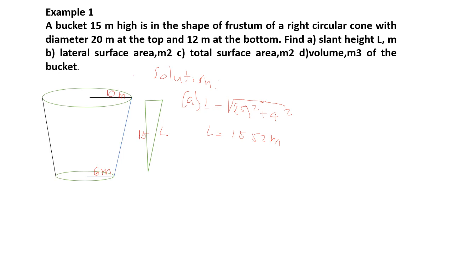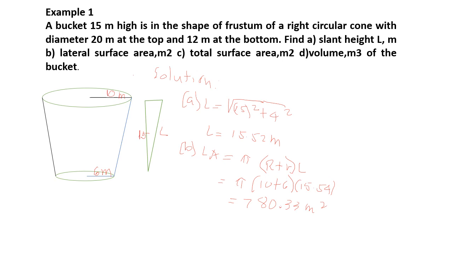For the lateral surface area, letter B, the lateral area LA is equivalent to pi times R plus r times L, equals pi times 10 plus 6 times 15.54, equivalent to 780.33 square meters.